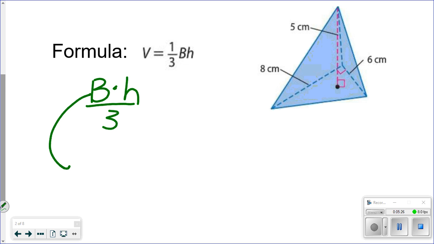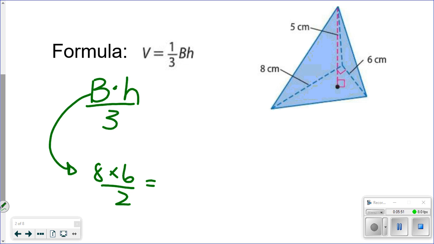So what shape is my base this time? Triangle. How do you find the area of a triangle again? What's the formula for area of a triangle? Base times height divided by 2. So what numbers am I going to use for that triangle there? 8 times 6, divided by 2. That's going to give me what my big B is.